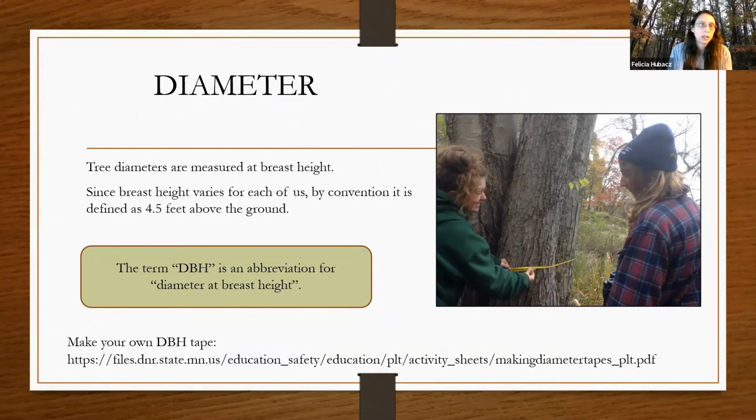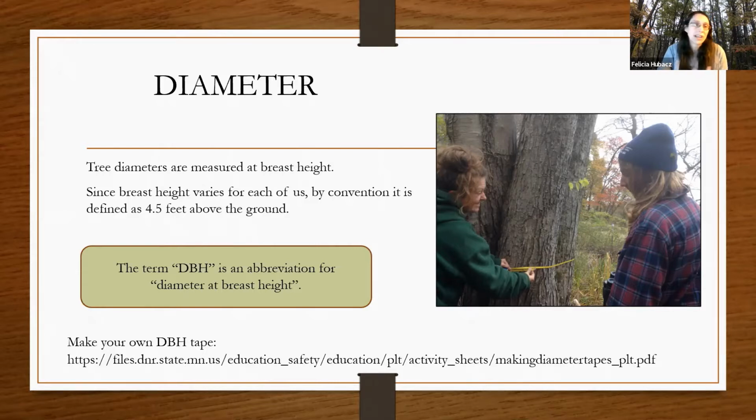Now, we do provide diameter tapes in our little kits. So if you folks don't have one, you can either make your own, and you can follow this link down here at the bottom. It's fairly easy. It's just a little bit of work. Or you can ask your coach to contact Britta, and we do have little kits that contain DBH tapes and a couple of other things.